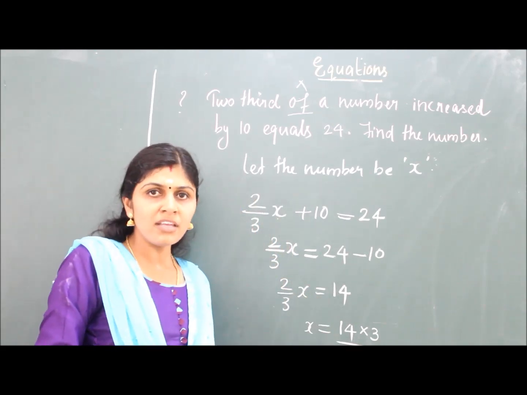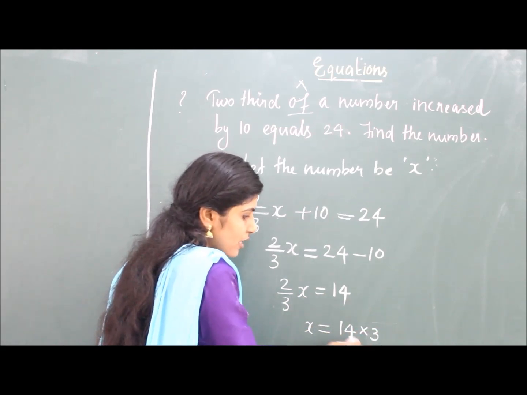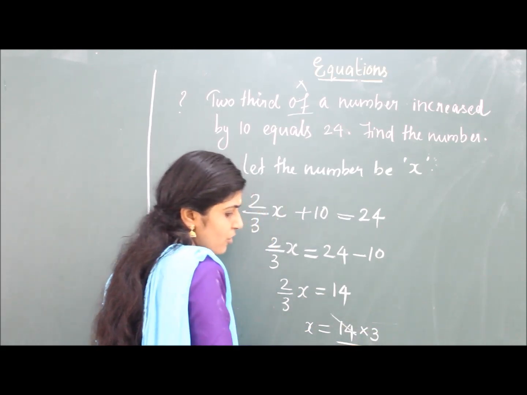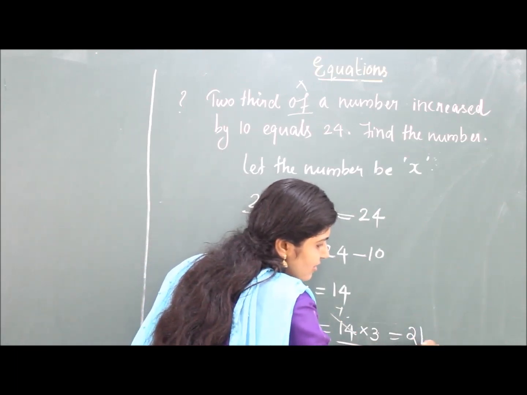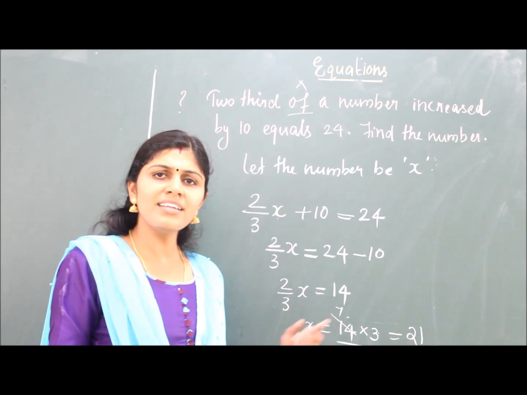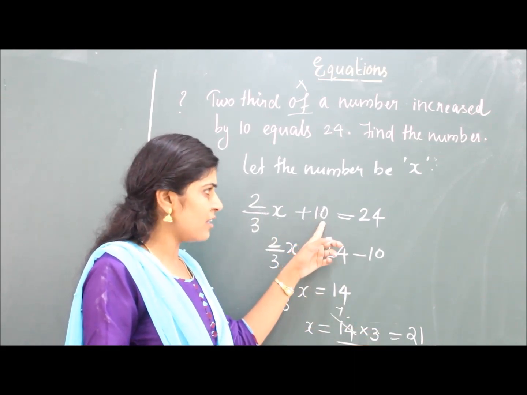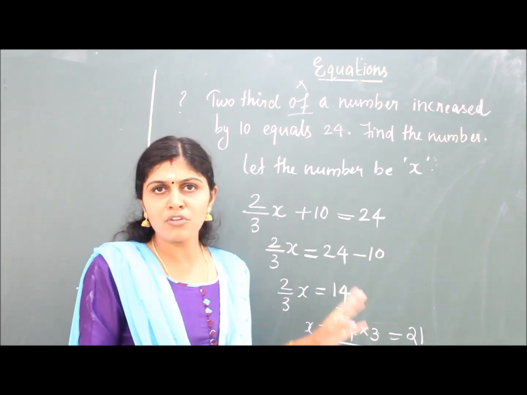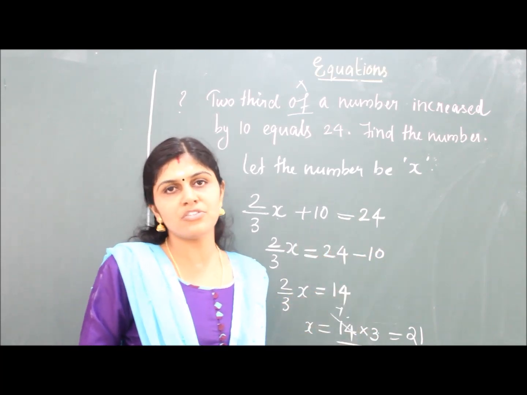Multiplication becomes division and division becomes multiplication. So x is equal to 14 into 3 by 2. We can cancel this 14 and 2. It's 7. So 3 sevens are 21, which is the answer. And you can check it also. When 2/3 of 21 is increased by 10, whether you are getting 24 or not, you will definitely get it. That is the way of confirming whether our answer is right or wrong.